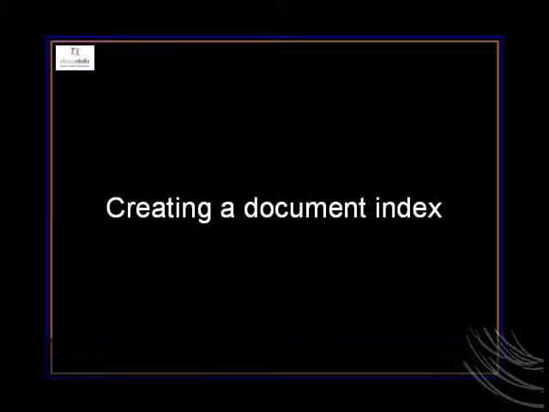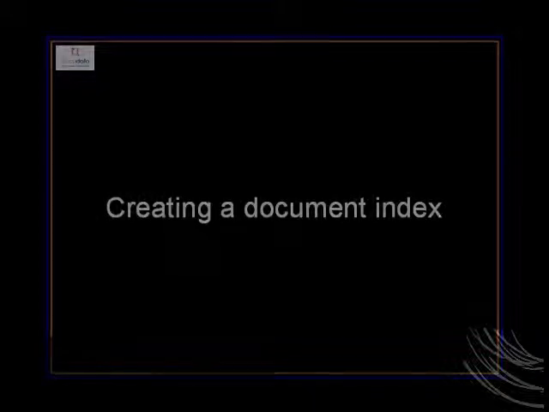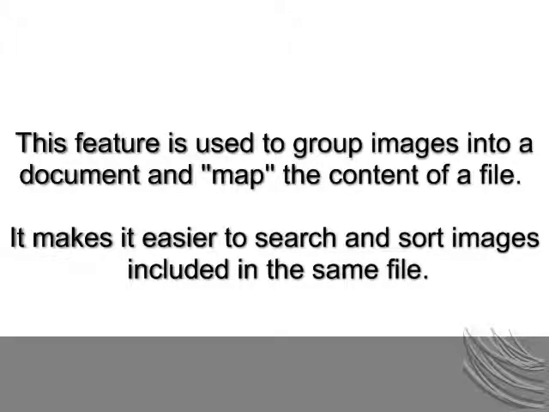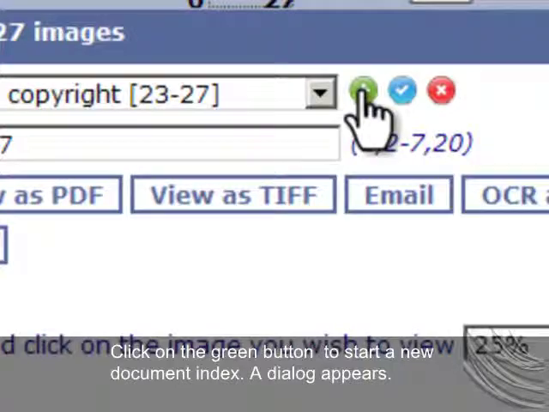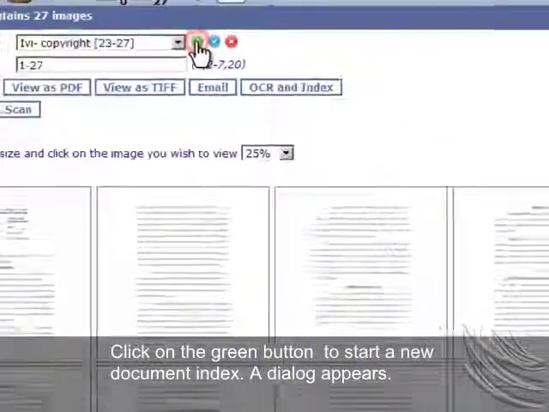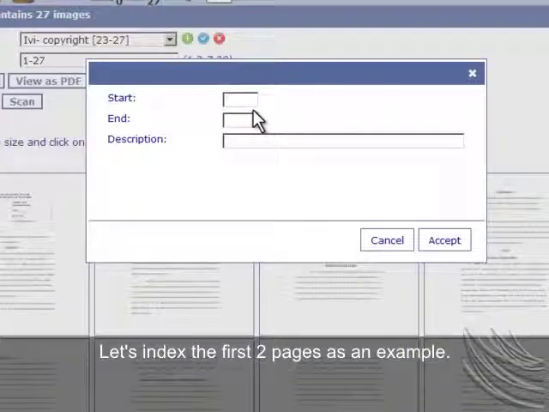To create a document index. This feature is used to group images into a document and map the content of a file. It makes it easier to search and sort images included in the same file. Click on the green button to start a new document index. A dialog appears. Let's index the first 2 pages as an example.